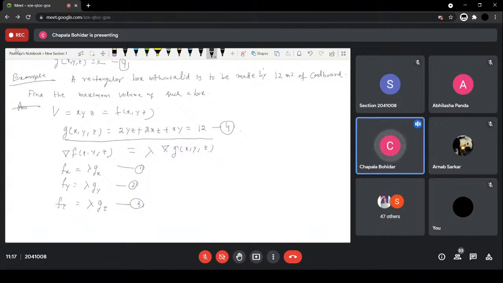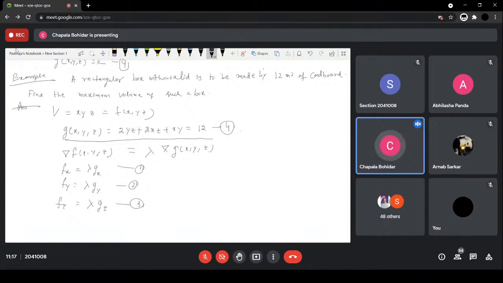How many equations? Four equations. How many unknowns? Three: x, y, z, and lambda is there. Oh yes, ma'am, four. Okay, so what will we get here?